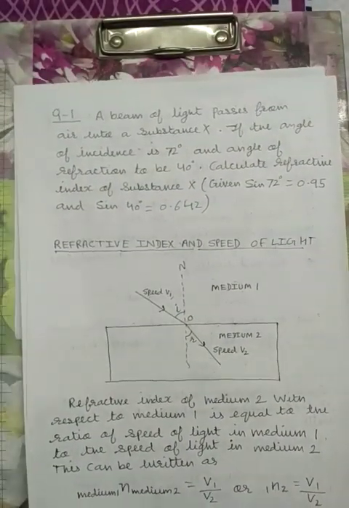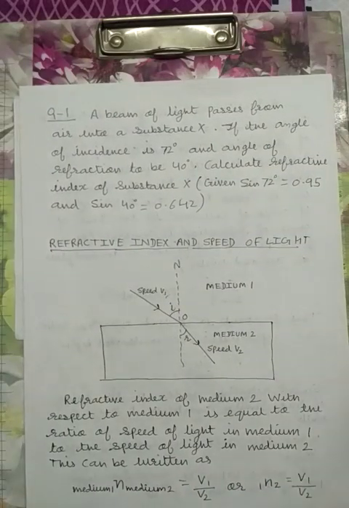Now here is a numerical for you. A beam of light passes from air into a substance X. If the angle of incidence is 72 degrees and the angle of refraction is 40 degrees, calculate the refractive index of the substance X.